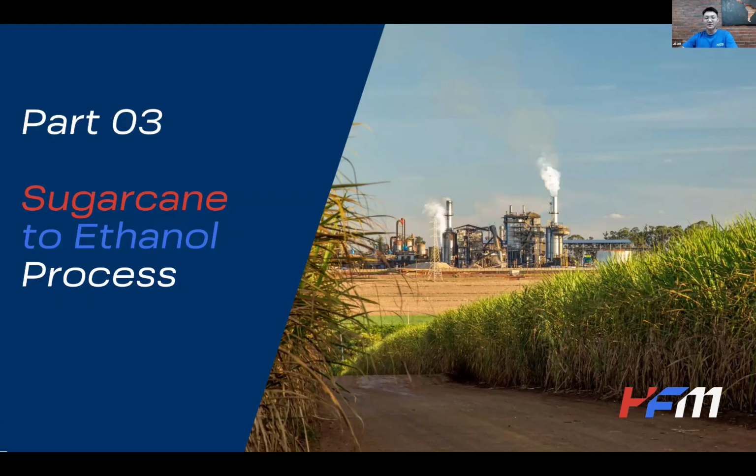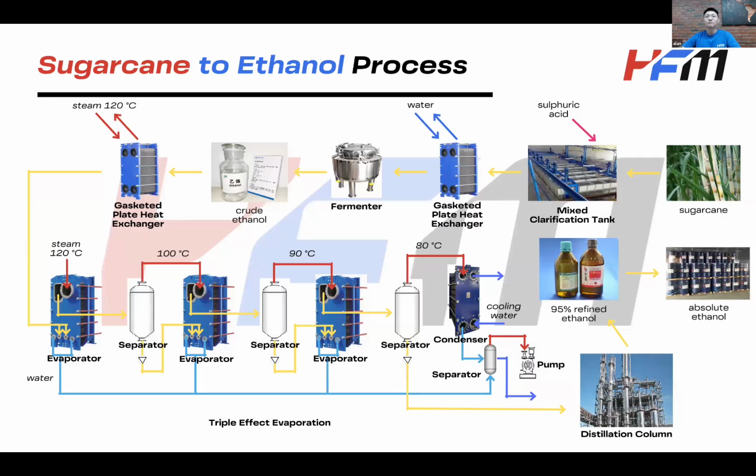Okay, so now let's talk about sugarcane. There are many different products made from sugarcane, for example bagasse, sugar and ethanol, of course, and so on. But today we are going to talk about the production of ethanol and sugar from sugarcane with the help of PHE units. So now let's see what the ethanol production process from sugarcane looks like.